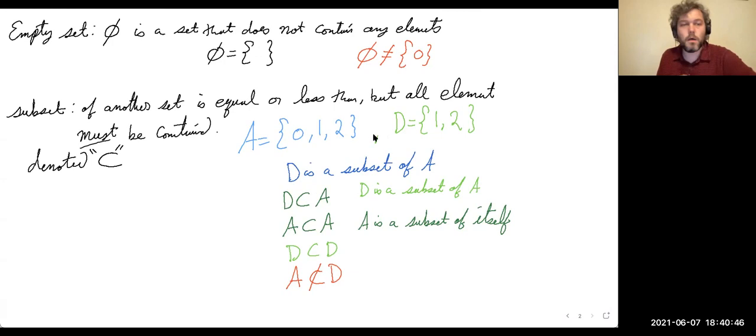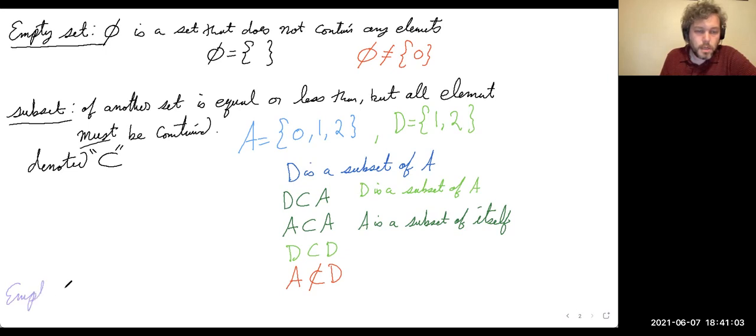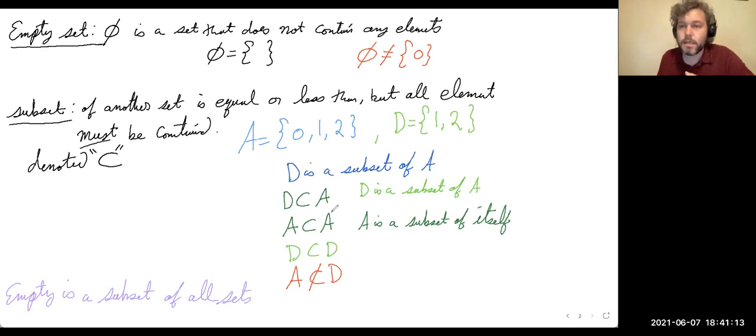One important thing to note, we went over empty set first, and then we went over subset. And one thing I want to make perfectly clear is that the empty set is a subset of all sets. Okay, the empty set is a subset of all sets.